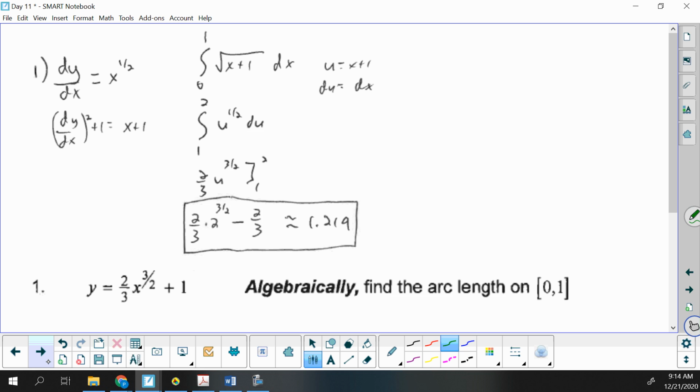So do your derivative, x to the 1/2, square it and add 1. So we get x plus 1 underneath. You did a u substitution. Change your bounds to your antiderivative and fill in. Got your exact value there on the left to 3 decimal places on the right.